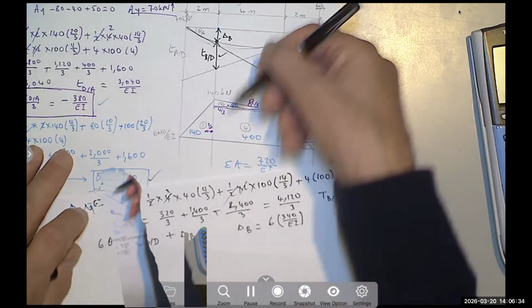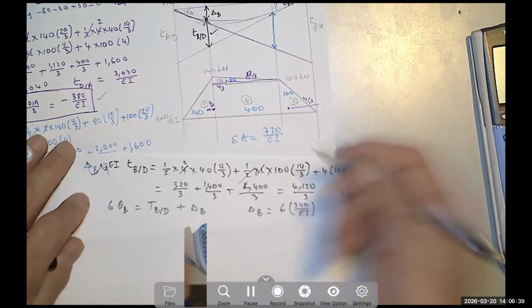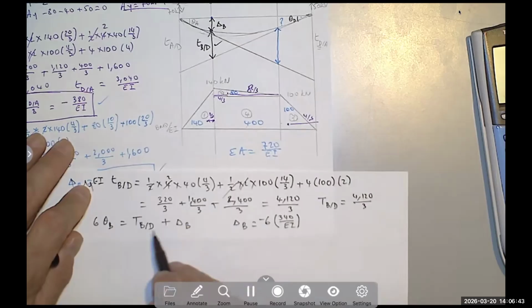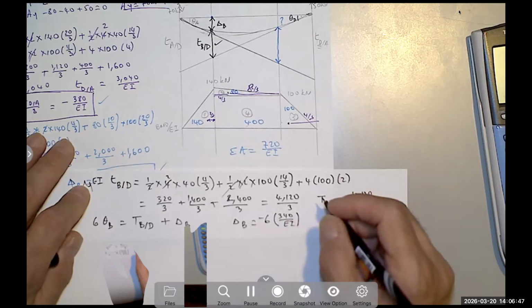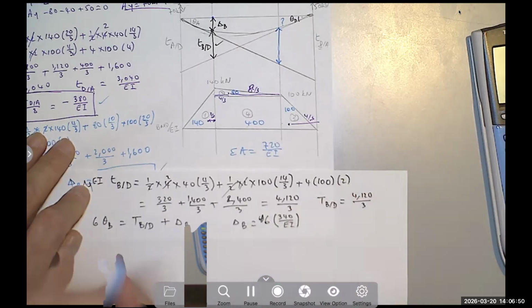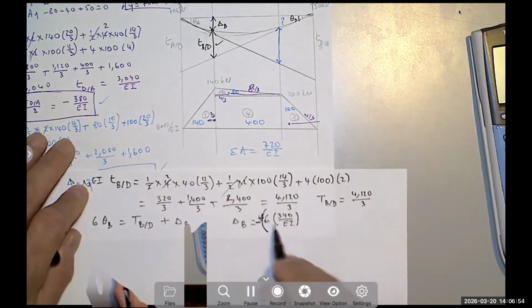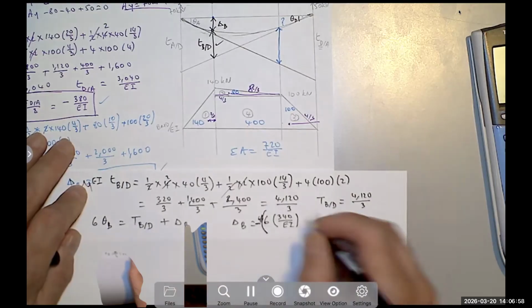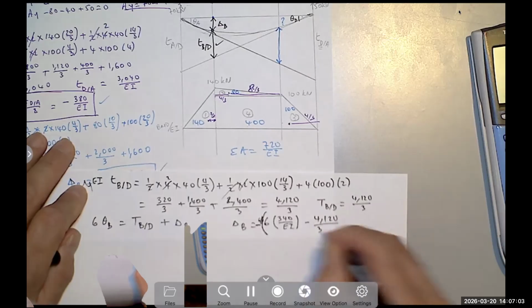But notice this is below, so it has to be negative. Of course, deflection negative meaning going down. So you can add the negative sign at the end. But then you have to subtract TBD from that. So let's leave the negative sign at the end. Or you can say negative, and then you take 6 times 340 over EI minus TBD, which is 4120 over 3 EI equals.